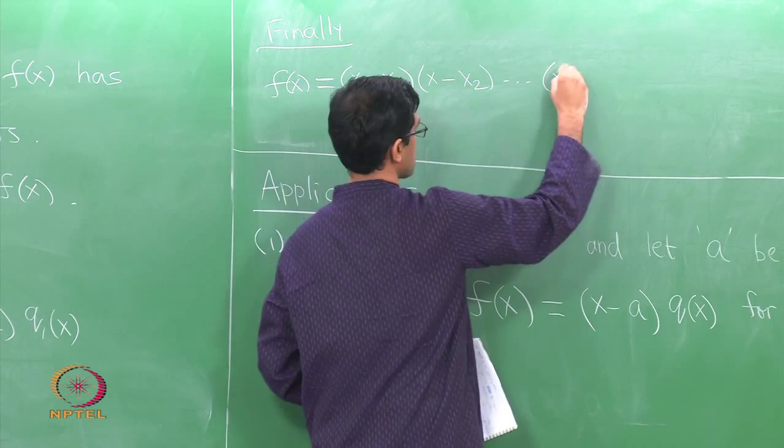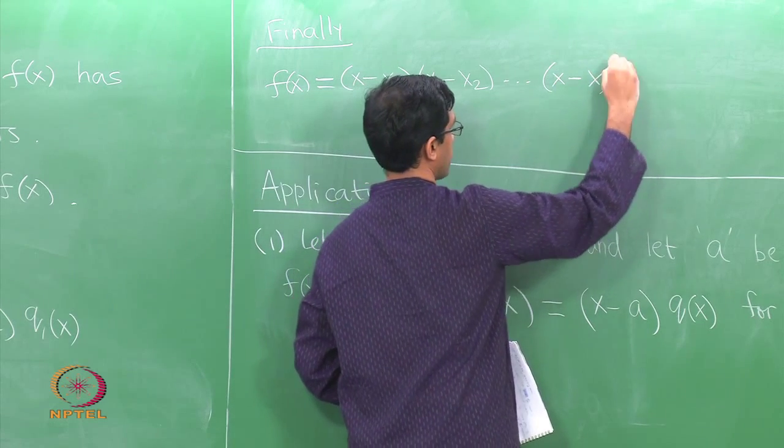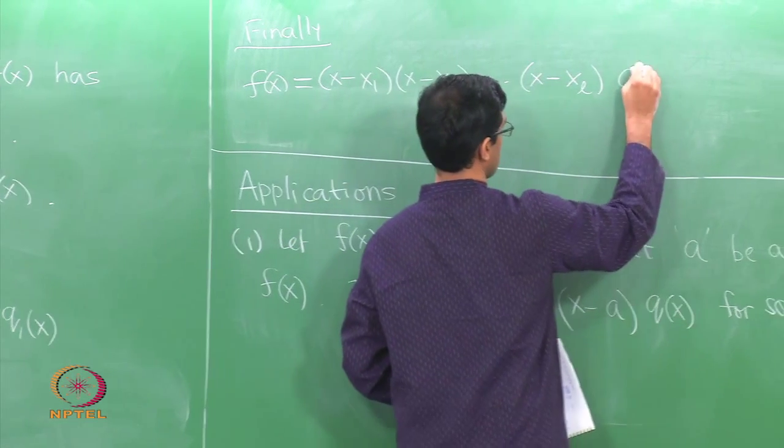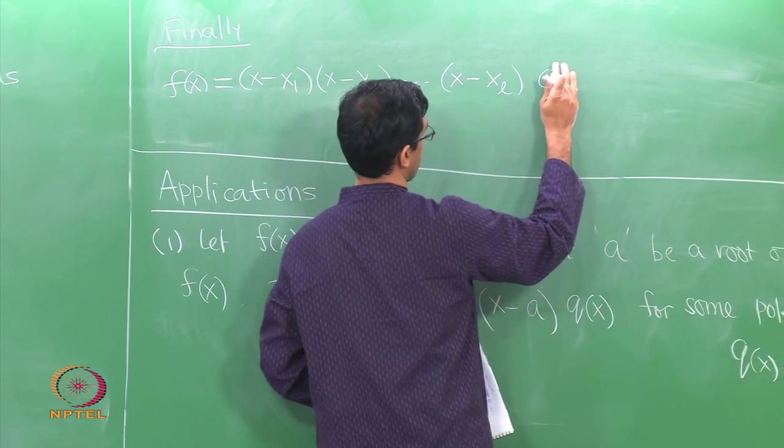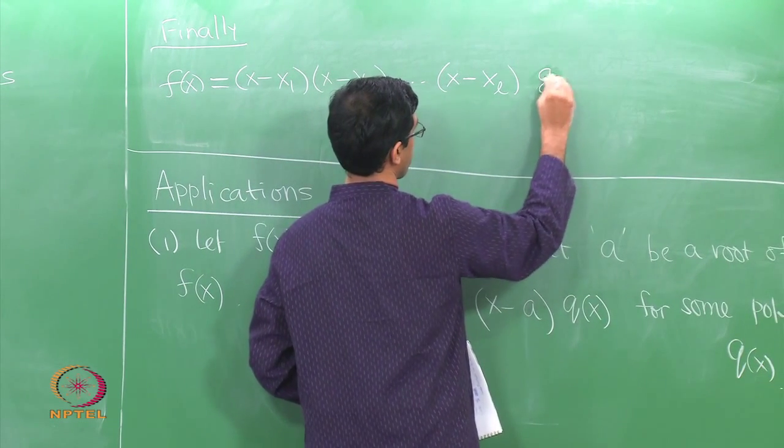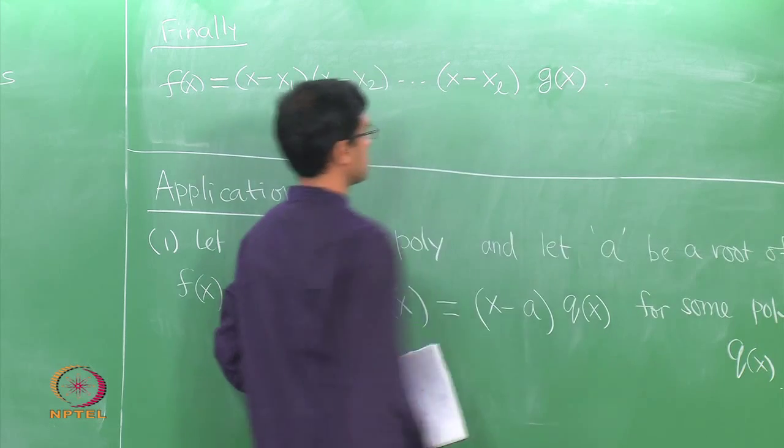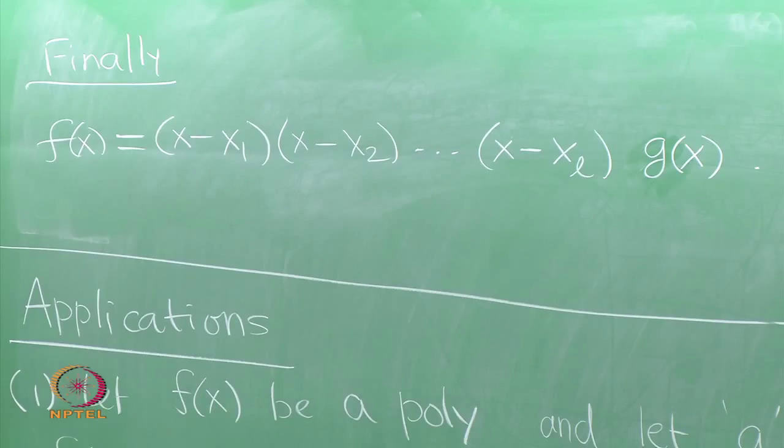Keep pulling out various factors like this all the way to xl times some quotient, let us call it, let me call it g of x. That is the final quotient, the quotient I get at the last step. So finally this is my conclusion. Now observe that again it is the same degree argument.